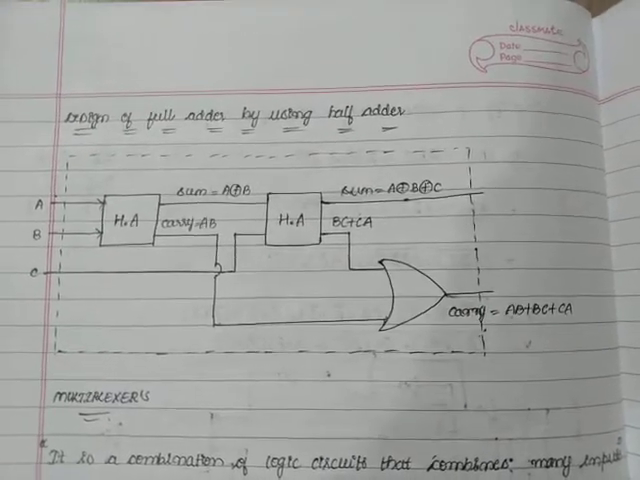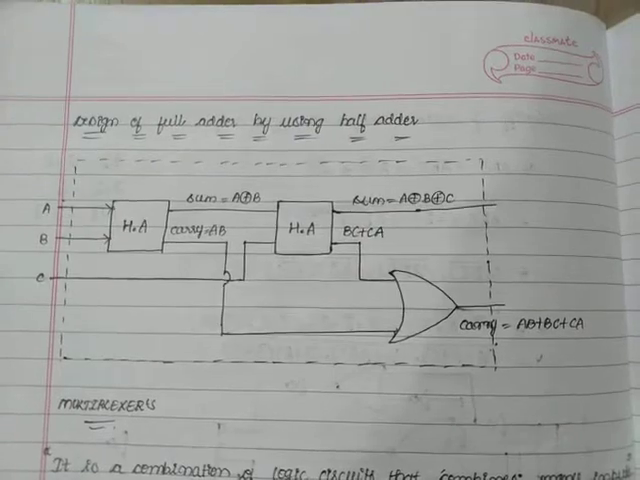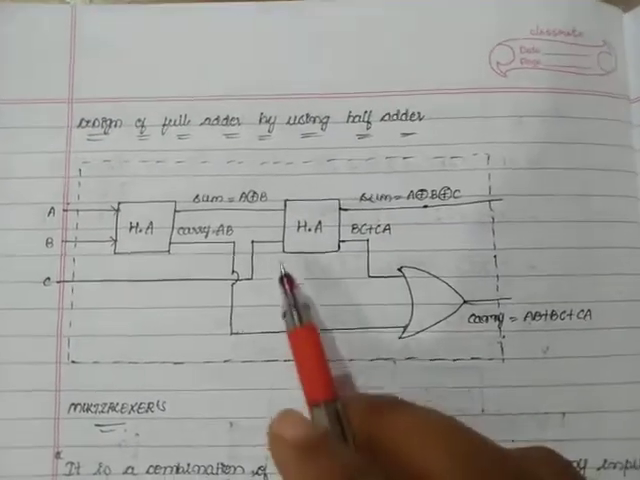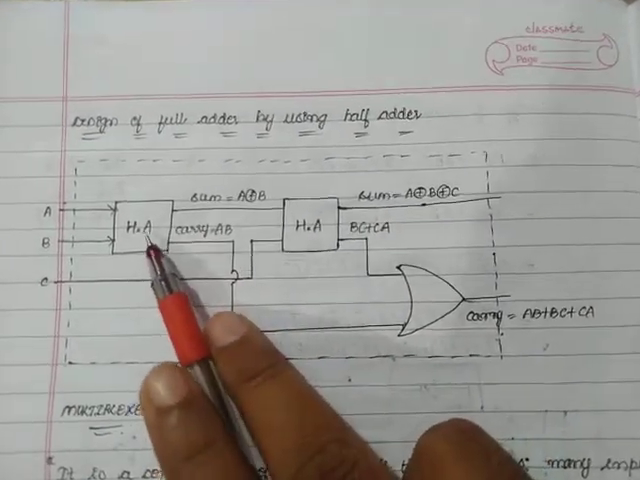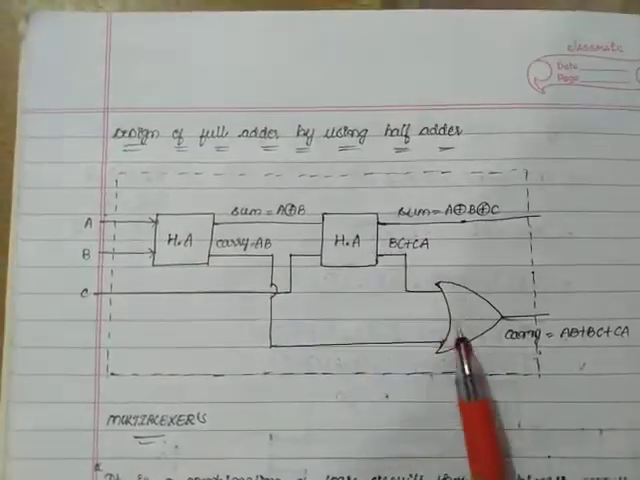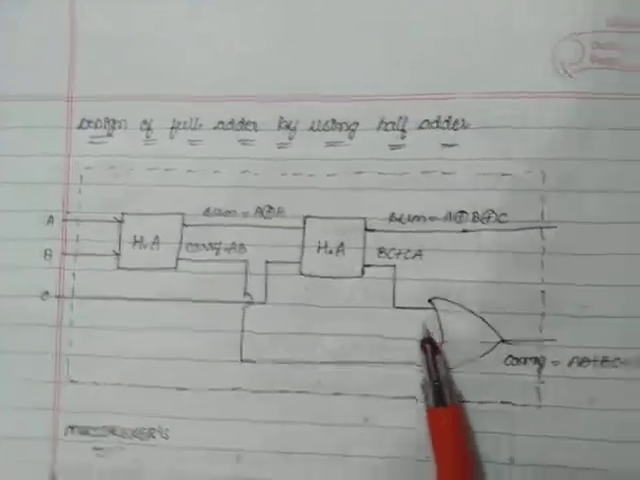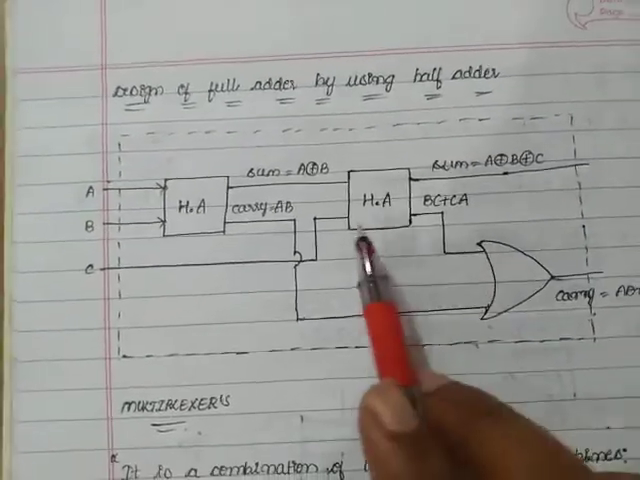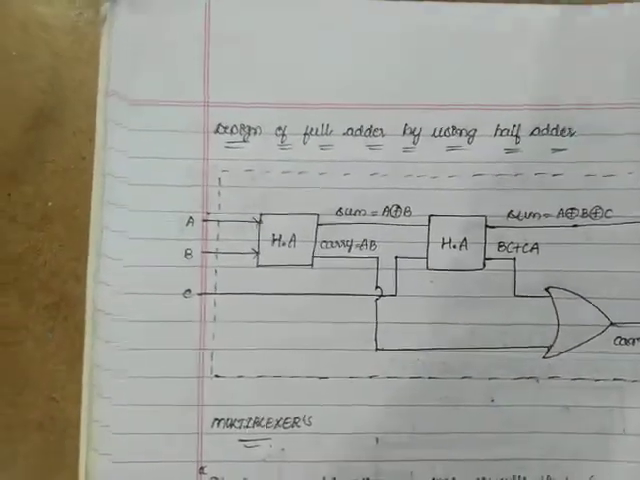Here it is about the design of a full adder by using half adders. Here we are using two half adders. This is half adder one, and this one is the second half adder. Okay, and one OR gate. Here we have to design the full adder by using the two half adders and one OR gate.